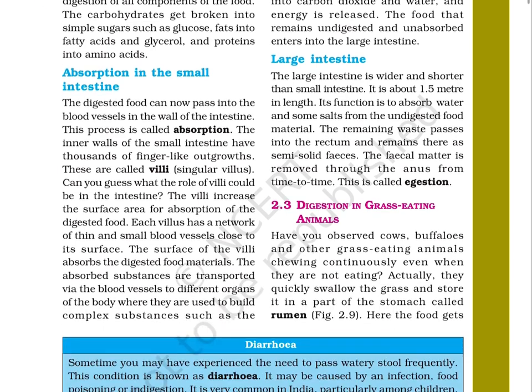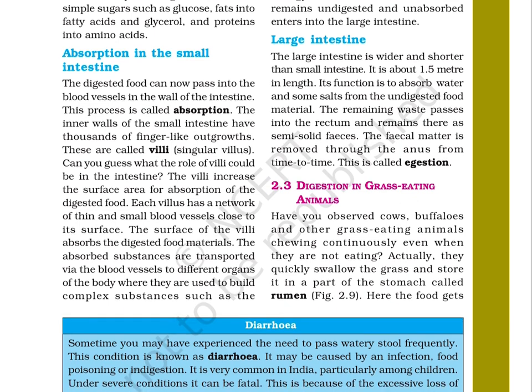Large intestine. The large intestine is wider and shorter than the small intestine. It is about 1.5 meters in length. Its function is to absorb water and some salts from the undigested food material. The remaining waste passes into the rectum and remains there as semi-solid feces. The fecal matter is removed through the anus from time to time. This is called egestion.